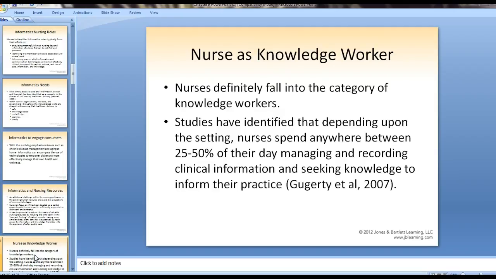Nurses definitely fall into the category of knowledge workers. Studies have identified that depending upon the setting, nurses spend anywhere between 25 to 50% of their day managing and recording clinical information and seeking knowledge to inform their practice, whether that's looking up old records to see what medication someone's on or learning about a new way to perform a nursing duty.